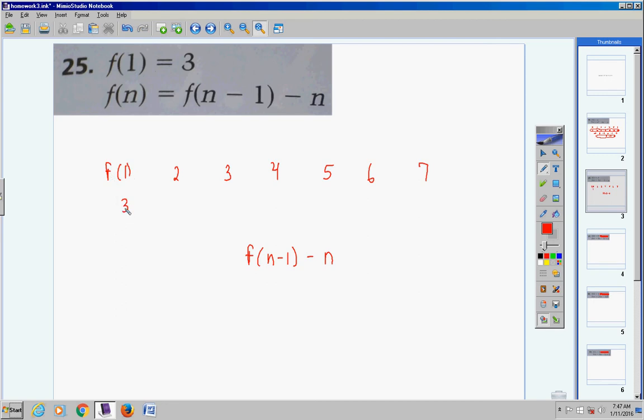Alright. Now we're going to substitute 2 in. Well, 2 minus 1 is 1, so we have f of 1 and then minus 2. So negative 2. F of 1 is 3. 3 minus 2 is 1. So f of 2 is 1.